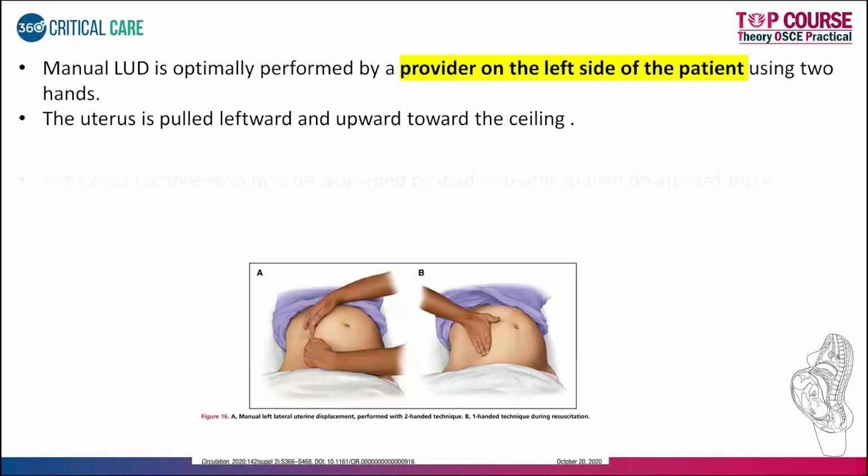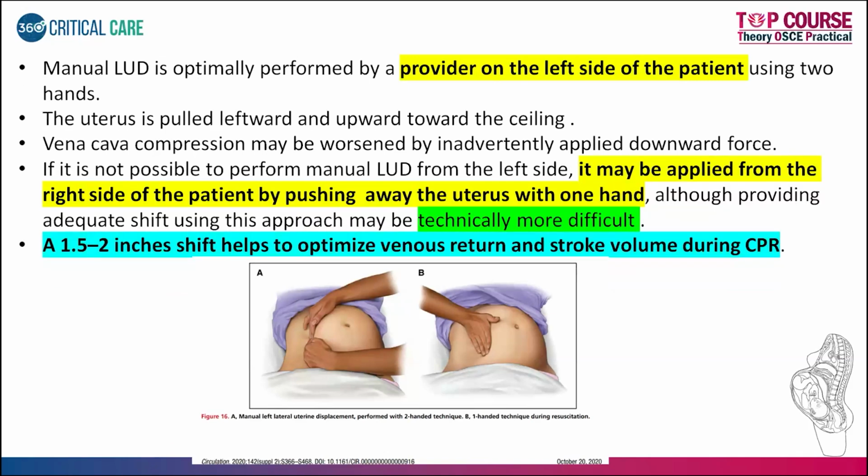So how do we do that? It depends on where the provider is standing: the one-hand technique or the two-hand technique, as shown in the diagram. With the two-hand technique, you stand on the left-hand side. With the one-hand technique, you stand on the right-hand side. This is one practical thing to remember. An adequate shift is to move the uterus 1.5 to 2 inches, which helps optimize venous return, thereby improving stroke volume, especially during CPR.